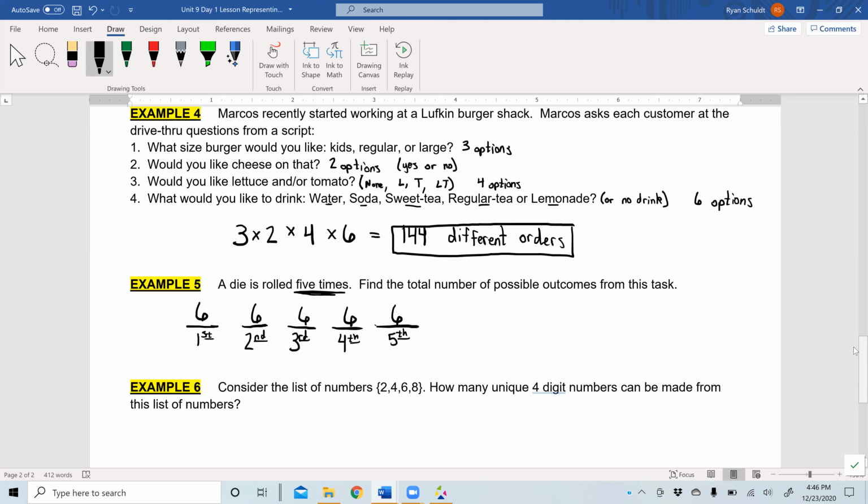So to get the total, we use the fundamental counting principle and just multiply all these together. So 6 times 6 times 6 times 6 times 6 is really the same as saying 6 to the fifth, which is, hang on, give me a second. I gotta calculate this one. I can't do this one in my head, sorry.